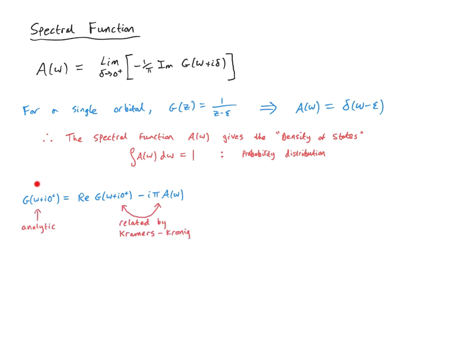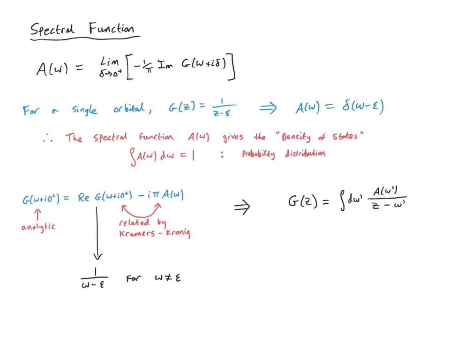However, given that the retarded Green's function G is an analytic function of the complex variable z, we know that the real and imaginary parts are related through the Kramers-Kronig transformation. Recall here that an analytic function of a complex variable z is one that has a well-defined and convergent Taylor series in powers of z. We can use the Kramers-Kronig relation to obtain the so-called spectral representation of the retarded Green's function G of z for any complex z. We can therefore write G retarded in this fashion purely in terms of the spectral function.